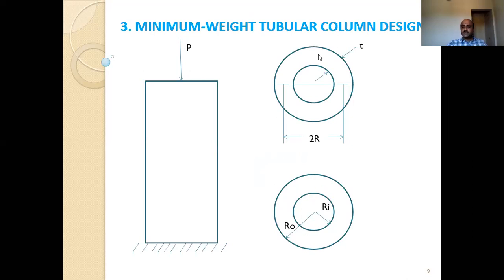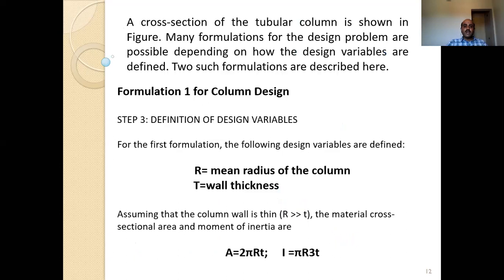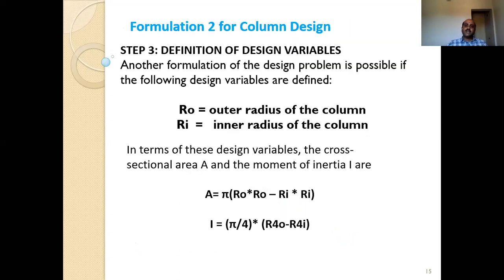What we completed in the first formulation was with respect to R and T. Now we want it in terms of Ri and R0. Only small modifications need to be brought to the formulas for the cross-sectional area and the moment of inertia. The rest of the things will remain the same in the second formulation also. Let us look into that. I will take the second formulation here. In formulation 2 for the column design, please keep a note of all these things one by one. Steps 1 and 2 remain the same, and from the third step only, formulation 2 starts.